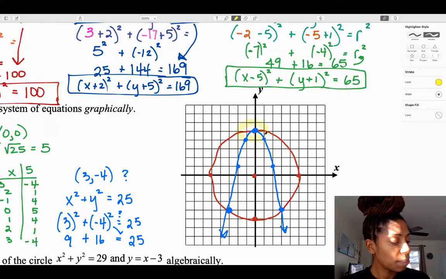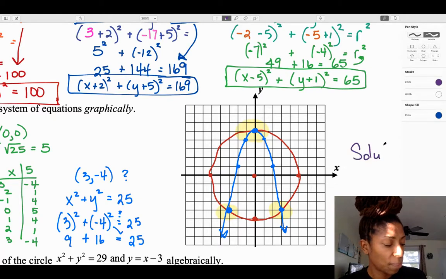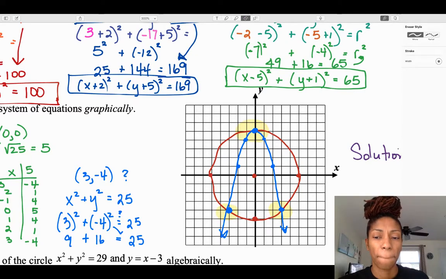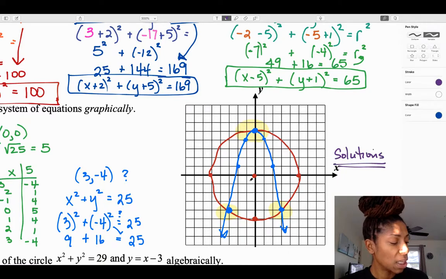We have this point, and this point. So what are the solutions? Oops, I'm writing on nothing. Hold on. The solutions. I'm just going to list the coordinates. 0, 5, -3, -4, and +3, -4.